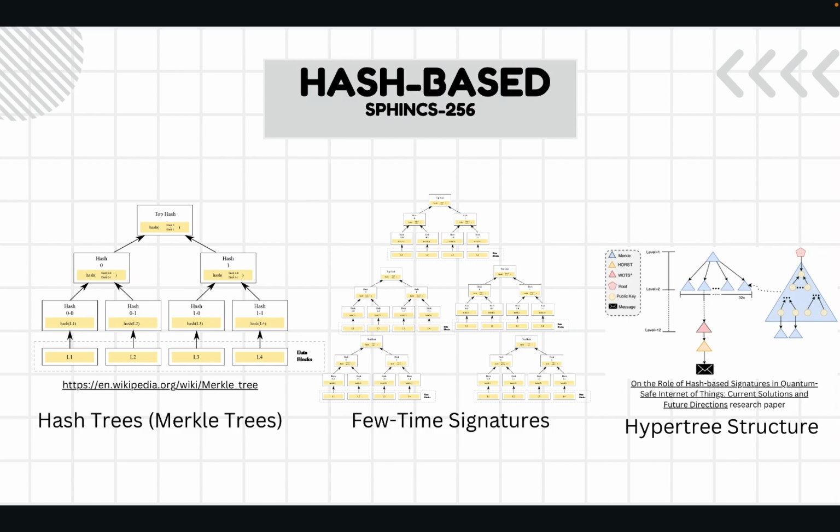So SPHINCS+ 256 works by generating a large but finite number of one-time signatures and arranging them into the hypertree structure. The use of the hypertree allows the scheme to efficiently sign multiple messages with one key pair without needing to regenerate keys frequently. So in practice, when a message is signed with SPHINCS+ 256, a one-time signature is produced, and the Merkle proof is generated to prove the authenticity of the signature. This proves the tie of the one-time signature to the public key and assigns it to the hypertree layer.